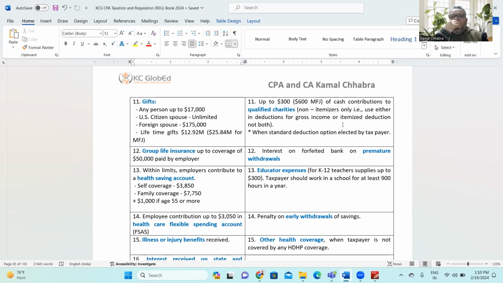Next is interest on forfeited bank on premature withdrawal. So sometimes when you do premature withdrawal, that means you have done any deposit. Like if you remember, we discussed this in US. There are two types of bank account: checking account and saving account. Do you remember that?